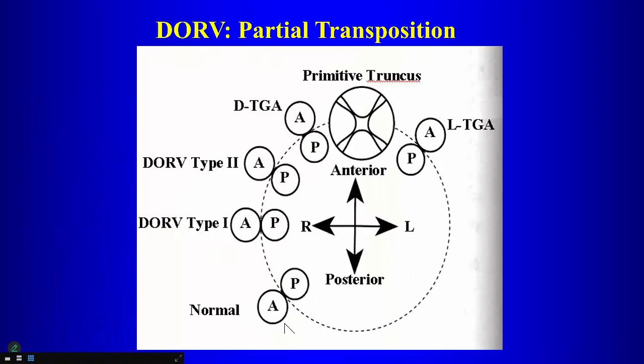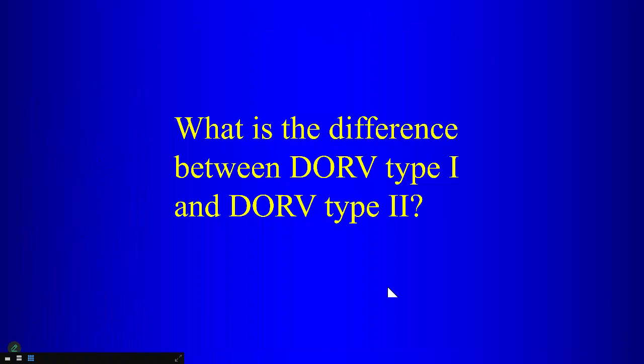So double outlet right ventricle, this is what the aorta and pulmonary artery look like, and it's considered a partial form of transposition. The two major forms are type 1 and type 2. What's the difference between double outlet right ventricle type 1 and double outlet right ventricle type 2? What's the difference?